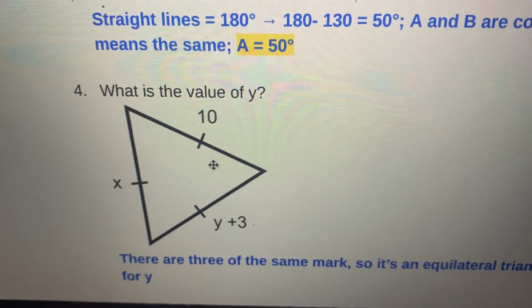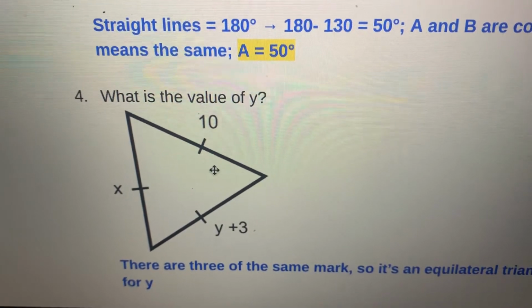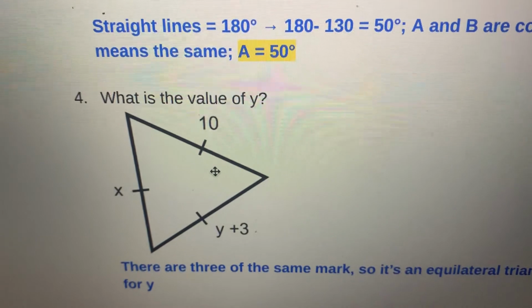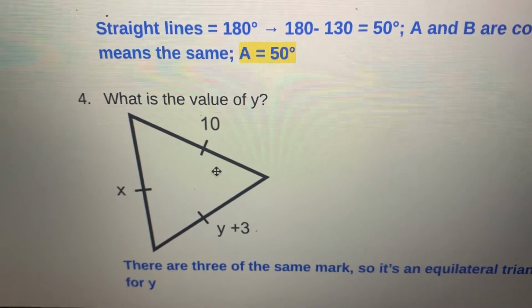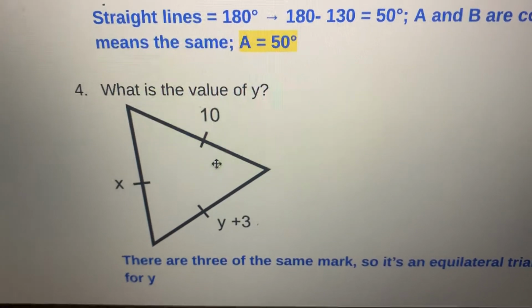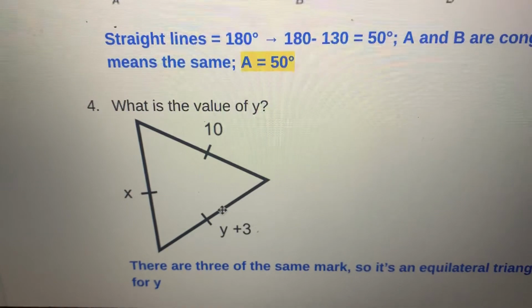This one says, what is the value of Y? All right, so here we have 3 of the same marks. We haven't seen this on the practice yet. 3 of the same marks means that it is an equilateral triangle. So all of them are the same. So we know that this one says it's 10. So that means every single side is going to be 10.